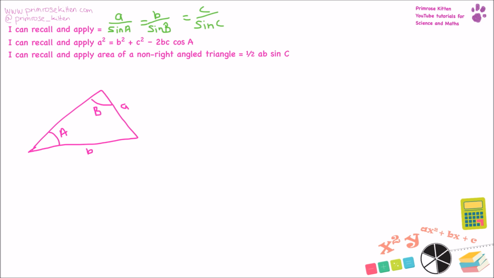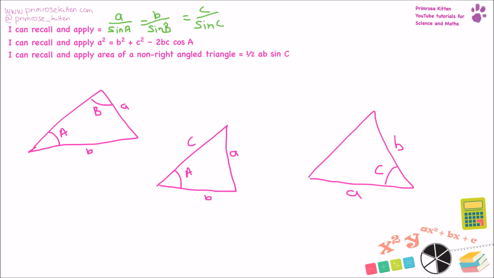Here are the last 3 rules that you need to learn and be able to apply. So we have the sine rule, the cosine rule, and the rule for working out the area of a non-right angle triangle. So for the sine rule, you need an angle or 2 sets of angles on corresponding sides. For a cosine rule, you need an angle and then 3 sides, and you can find one of the sides or the angle. And for the area of a non-right angle triangle, you need an angle and then 2 sides.